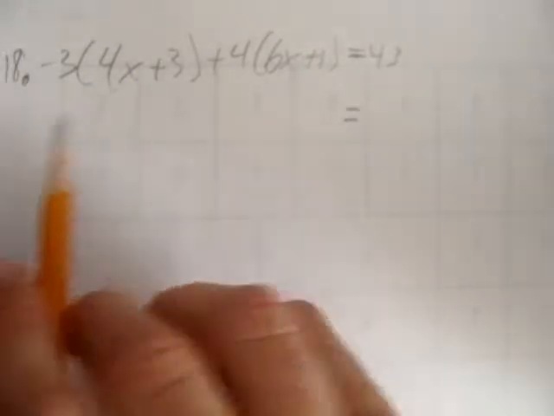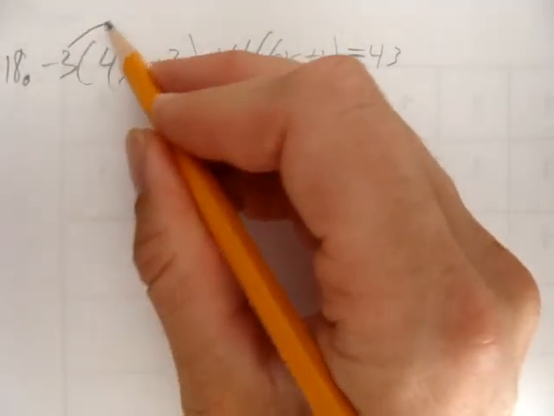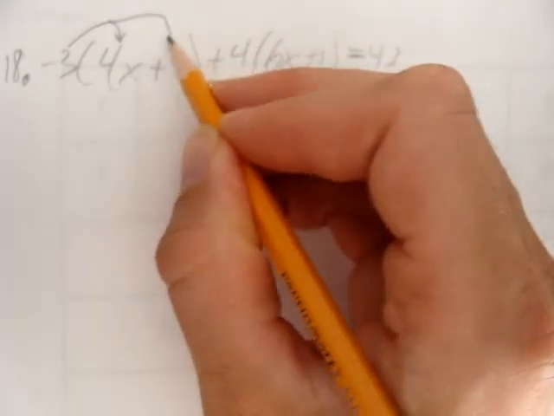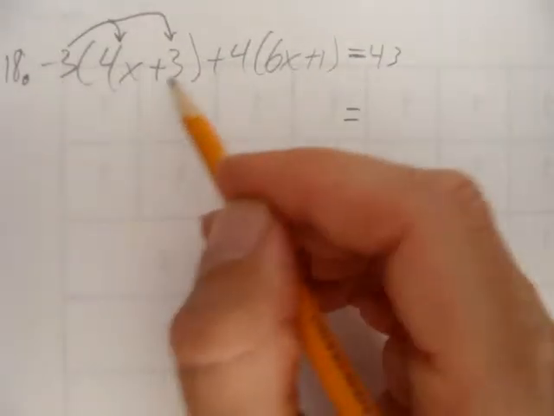Next thing I like to do is look for fractions. Do I have any fractions? Nope. So I look for brackets, and of course I do have brackets. So I'm going to start by rainbowing or expanding. I'll multiply each thing in front of the brackets by everything in the brackets.